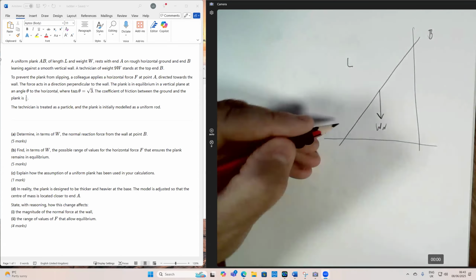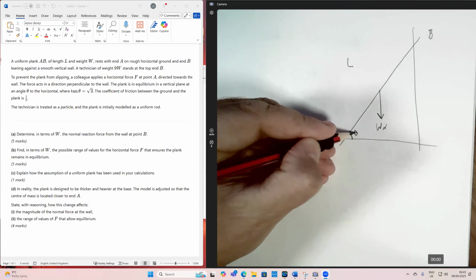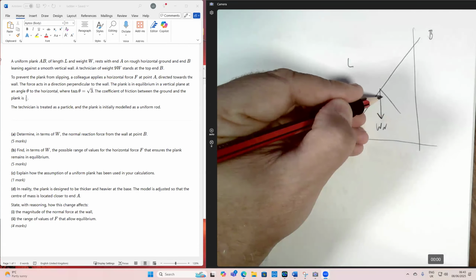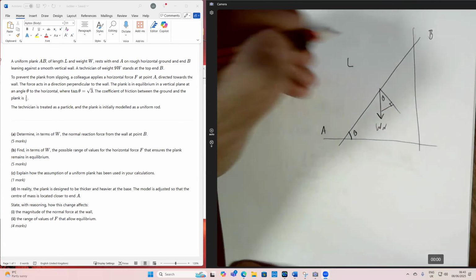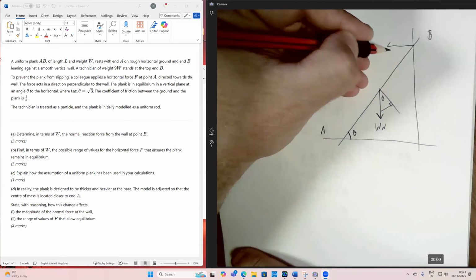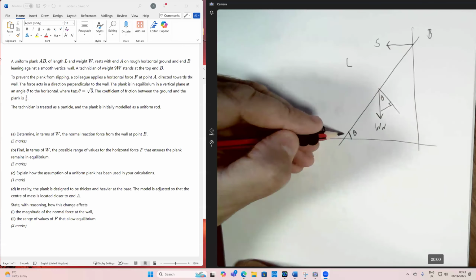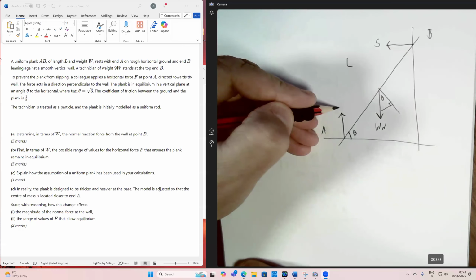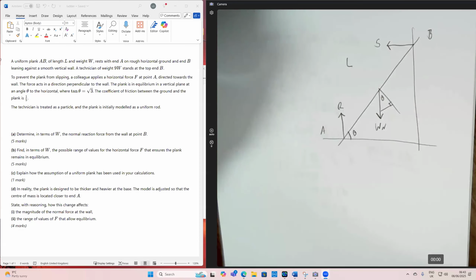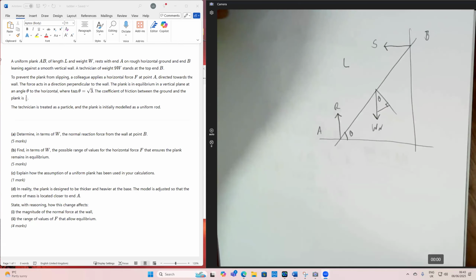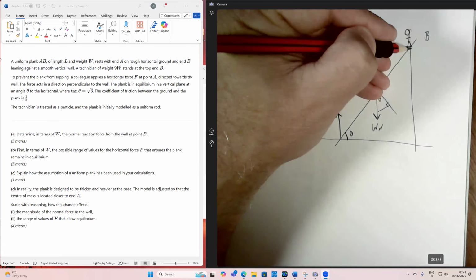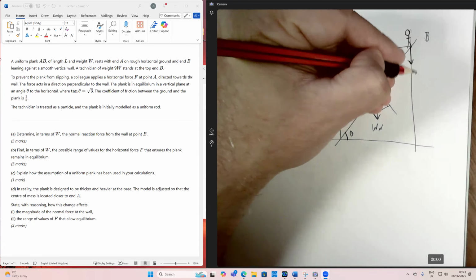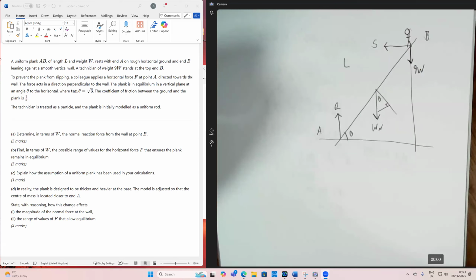We've got an angle here, theta, and here is also theta. Just get our sketch. We're going to have a normal reaction from the wall, I'll call that S. And we're going to have a reaction from the floor, which I will call R. A technician of weight 9W stands at the top end of B. So we've got our technician, and there's a technician with a weight of 9W up there.